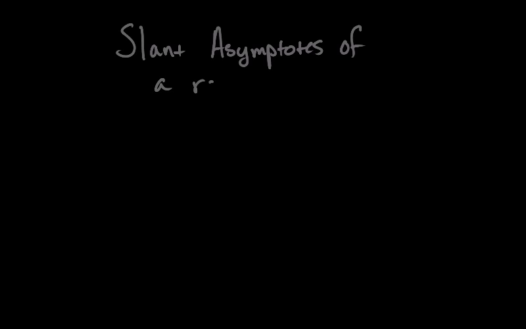This video is going to be on how to find a slant asymptote, or slanted asymptotes, of a rational function. A slanted asymptote doesn't occur all the time. It only occurs in a special case. And so I'm going to give you an example of when a slanted asymptote would occur and why it would occur.